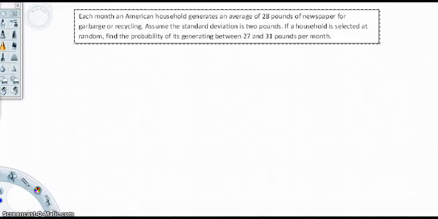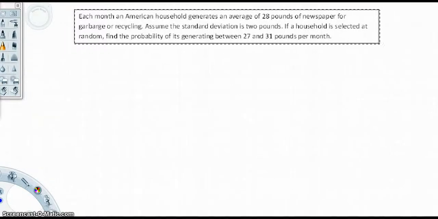And here's the next problem. Each month, an American household generates an average of 28 pounds of newspaper for garbage or recycling. Assume the standard deviation is 2 pounds. If a household is selected at random, find the probability of it generating between 27 and 31 pounds per month.